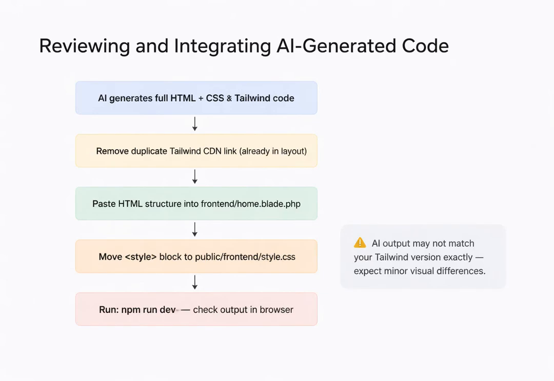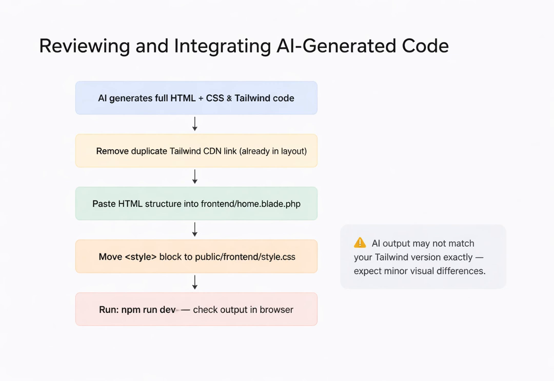Once DeepSeek generates the code, the instructor walks through a careful integration process. The first thing to do is remove the Tailwind CDN link from the AI's output, because the project already has Tailwind set up, and having two copies would cause conflicts. Then the HTML structure goes into the front-end home blade view. The style block, containing all those CSS root variables and custom classes, gets moved into the dedicated style.css file in the public front-end folder. After that, you run npm run dev to compile assets and check the result in the browser.